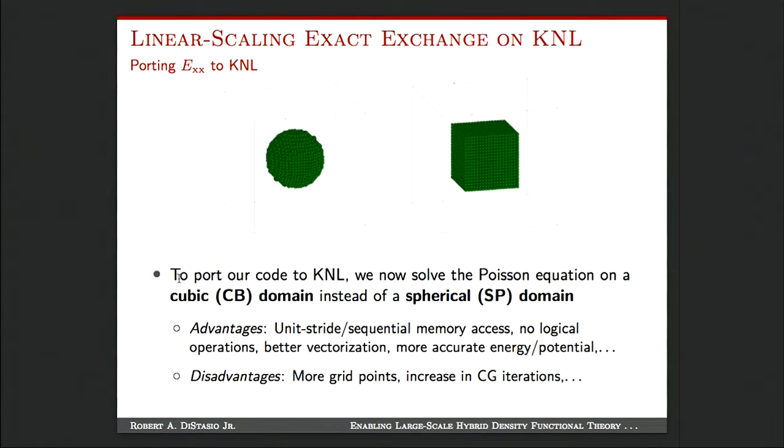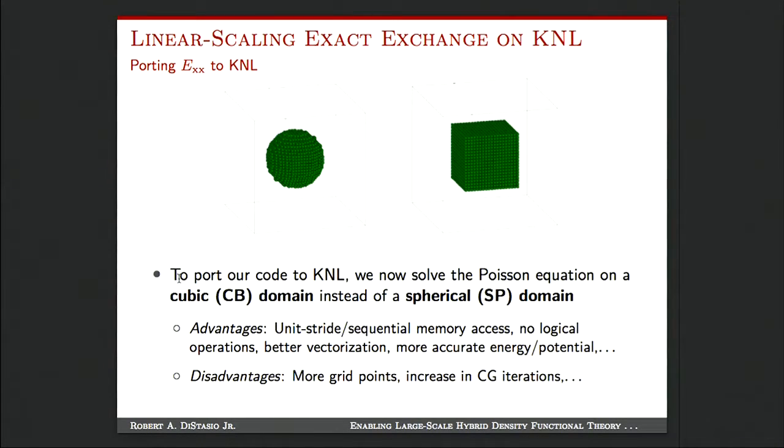We essentially double the number of points. It's a factor of 6 over pi from the ratio of the volume of a cube to the volume of a sphere. We've got twice as many points. Twice as many points means more memory. Twice as many points means more computation. And if you're doing an iterative procedure like conjugate gradient, where it depends on the number of points, we even have more CG iterations. So more CG iterations, more points, more memory, more time per iteration.